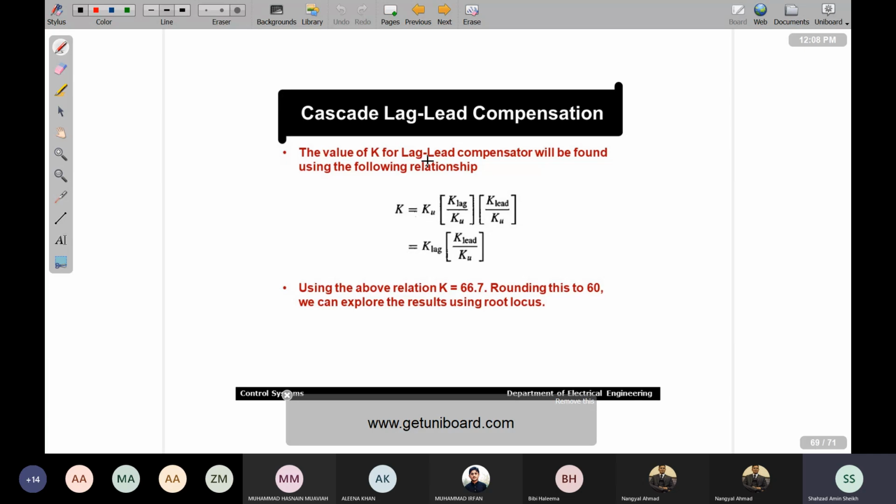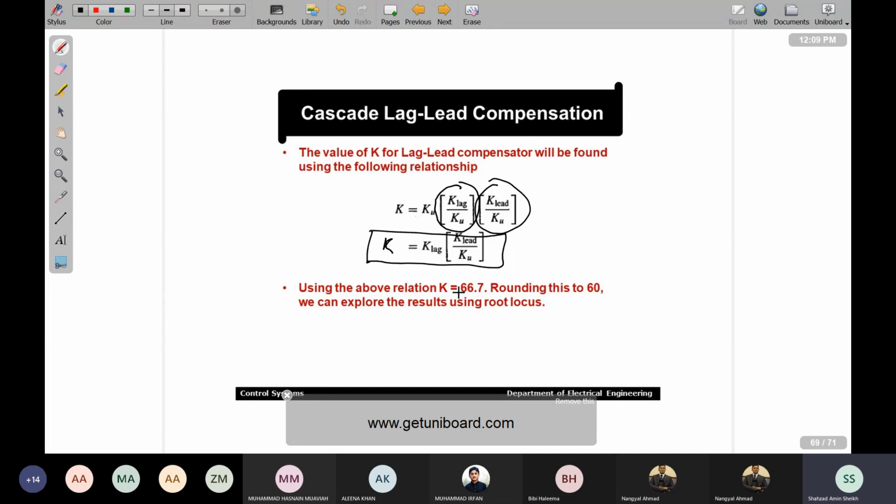So finally, the value of k, जो इरफान का question है वो ये है, the value of the k for lag lead compensator will be found using the following relationship, because you are cascading k lag divided by ku, k lead divided by ku, and this is in fact k over ku is equal to this thing. So finally, your k for this compensator will be obtained by using k is equal to k lag into k lead divided by k uncompensated. ठीक?